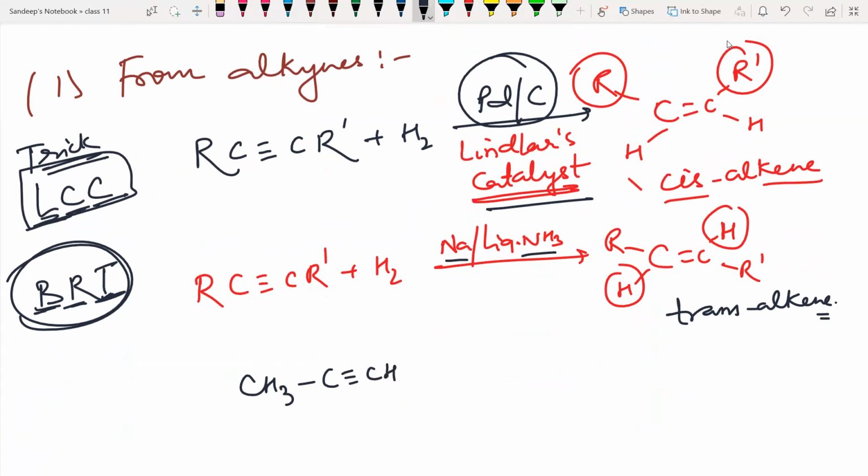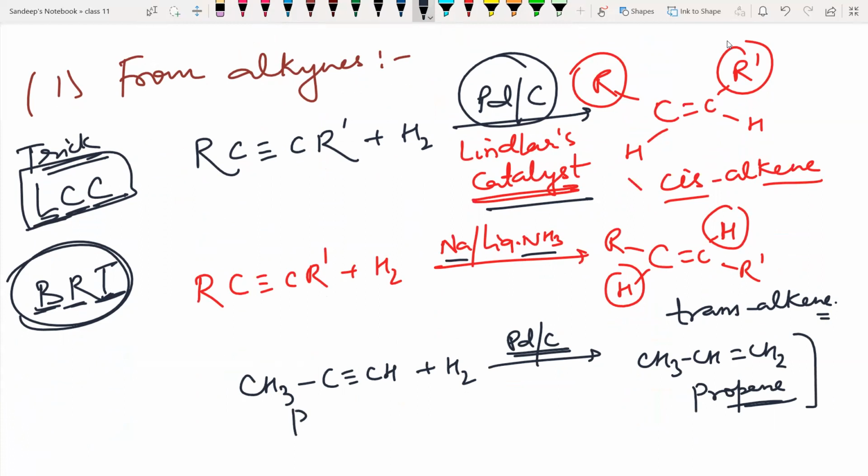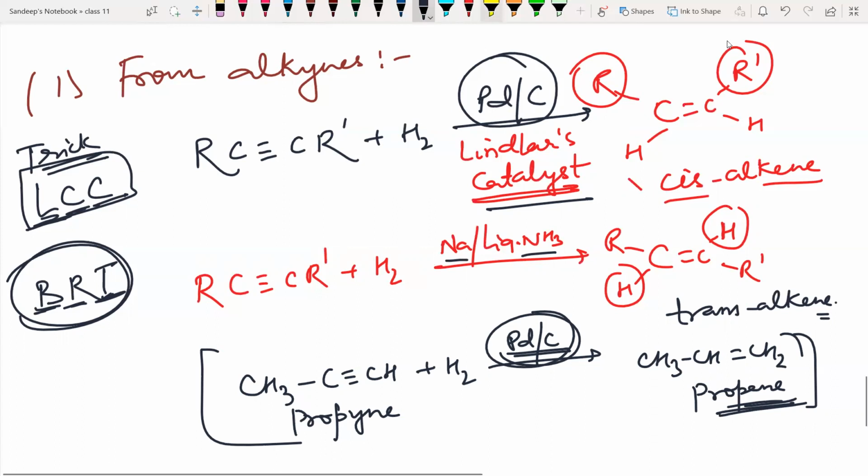When you take propyne, treating with hydrogen in presence of palladized charcoal, Lindlar catalyst, there is nothing called cis trans over here because propene will not show cis trans isomerism. So propyne just gets converted to propene. So only cis and trans can be shown only by alkene.